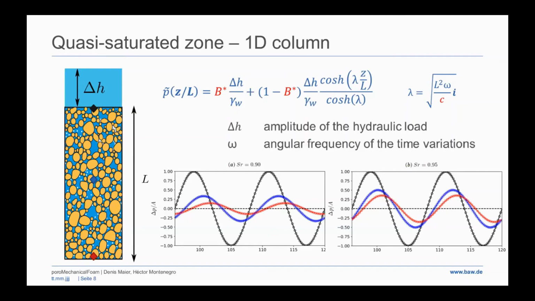So what we're doing is we're looking at 3 different points in the soil: the top, in the middle, and in the bottom. And when you have around 10% gas in the pore space, then you see that you get this dampening of the outer loading, and also you get a phase shift. And when you reduce the gas content to around 5%, then the dampening gets lower, and the phase shift is also smaller.